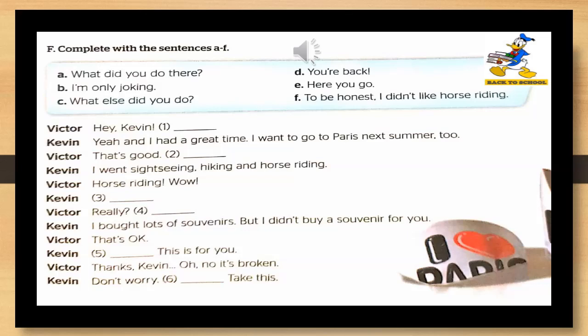Let me start reading for you first the dialogue. Hey, Kevin. Yeah, and I had a great time. I want to go to Paris next summer too. That's good. I went sightseeing, hiking, and horse riding. Horse riding, wow! Really? I bought lots of souvenirs, but I didn't buy a souvenir for you. That's okay. This is for you. Thanks, Kevin. Oh no, it's broken. Don't worry. Take this.